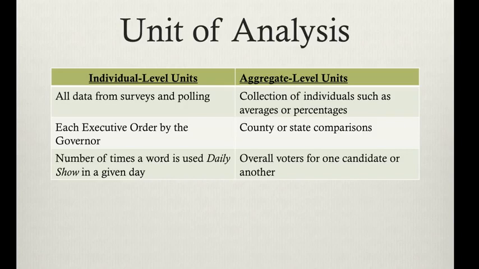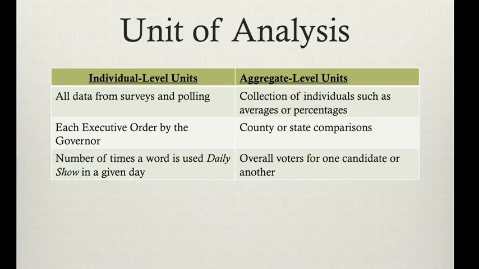All of the data from surveys and polling are individual level. And by the way, we're not just talking about people. You can have individual levels. An executive order could be the unit of analysis, executive orders by governors. The number of times a word is used on The Daily Show on a given day, like they refer to Fox News all the time. So I might make the unit of analysis a particular word.